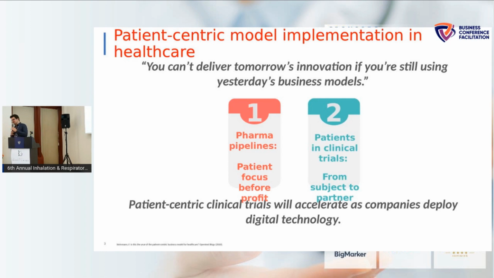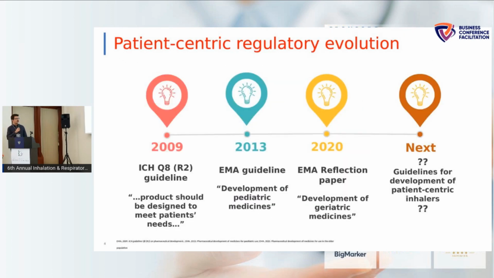So now I just want to give you a bit of an overview of the evolution of patient centricity within the pharmaceutical industry. This started back in 2009. There was a second revision of the Q8 guideline, which specifically stated that every drug product should be designed to meet patient needs. From this moment onwards, both regulatory agencies and the pharmaceutical industry were working together to make this happen and to ensure that every clinical program was considering the patient, the end user, during the development of the drug products.